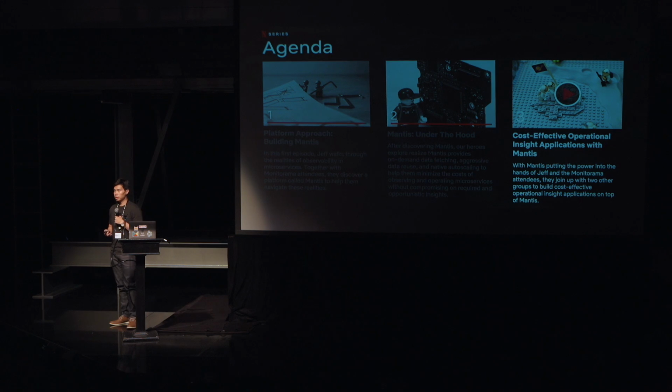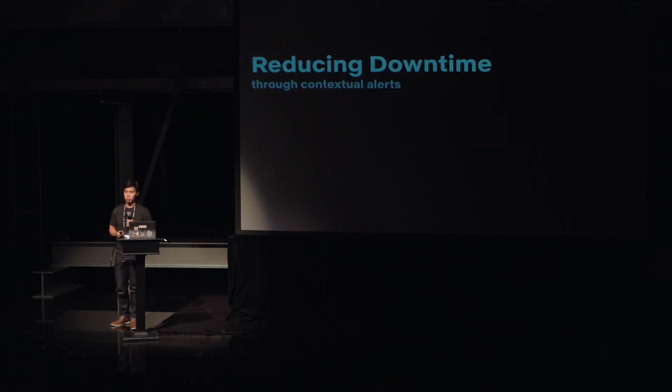Now, with an understanding of how all of this works, how Mantis uses on-demand data fetching, data reuse, and auto-scaling to minimize the cost of building these types of observability or operations-focused applications, let's look at what kinds of applications we have built at Netflix. What things teams have done to help build things which help them operate their microservices much better. The first thing we'll look at is reducing downtime through contextual alerts, or MTTD.